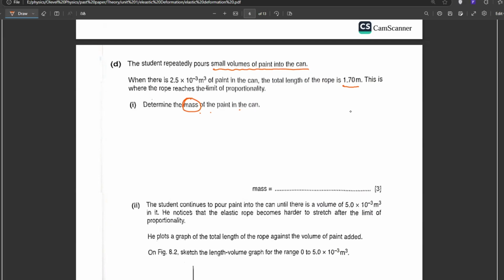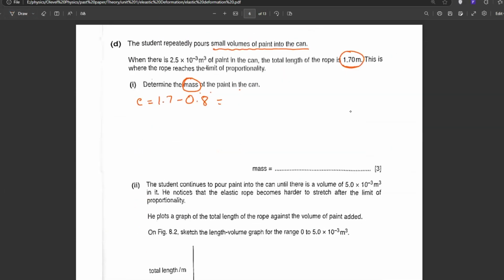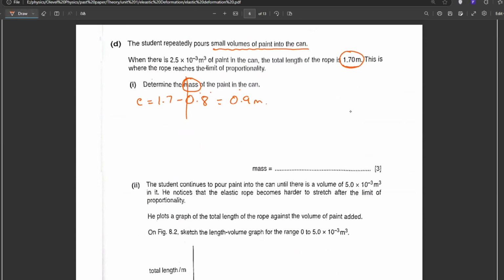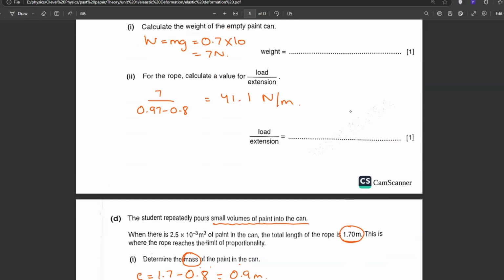Okay. So, if your rope has a length of 1.7 meters, what will be your extension? 1.7 minus the original length, that is 0.8. So your extension comes out to be what? 0.9. Don't you think? This comes out to be 0.9 meters. And if you see the previous part, you have calculated the spring constant K. Spring constant K used to be equal to what? Force over extension.